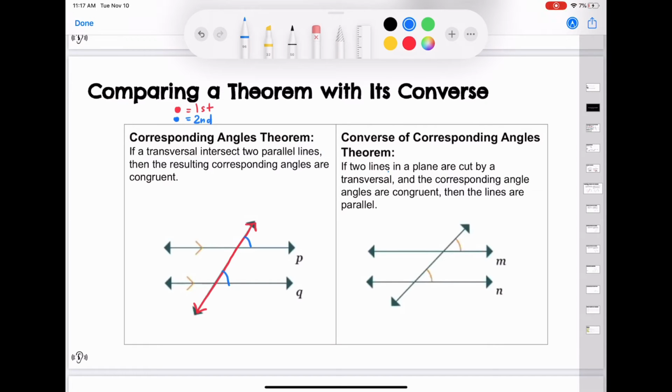The converse, on the other hand, states, if two lines in a plane are cut by a transversal and the corresponding angles are congruent, well, if those angles are congruent, then we can reasonably assume from that our two lines are parallel. And that is the difference between the original and its converse. Let's look at our other theorems, the original once again from Unit 3, Lesson 4, and identify its converse.